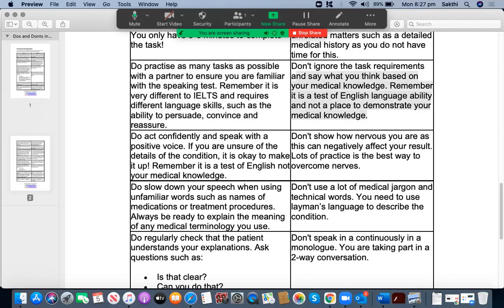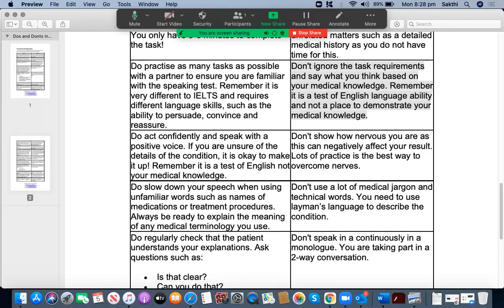Please do not ignore the task requirements and say what you think based on your medical knowledge. Remember, it is a test of English language ability and not a place to demonstrate your medical knowledge. You need to understand that the whole role play conversation is going to be held between you, the medical professional, and a member of the society who is not at all aware of the medical acronyms or technical terms and so on. As a result, you have to use lay level language in order to make this patient understand what you are trying to convey. Remember this, please. Thank you.